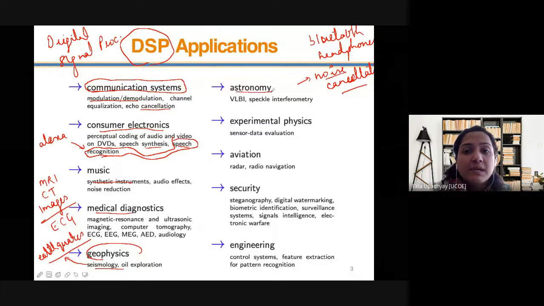Next comes my astronomy, when I'm going to touch upon digital signal processing. Then experimental physics, when I talk about sensors, which could be anything. Sensors could be audio, sensors could be video, sensors could be images, so it could be anything.